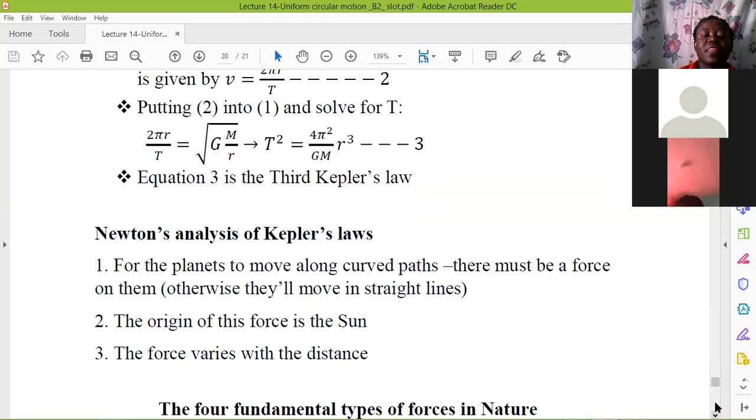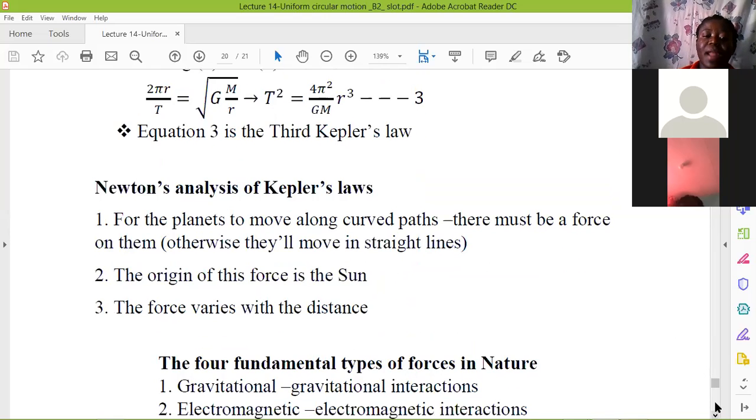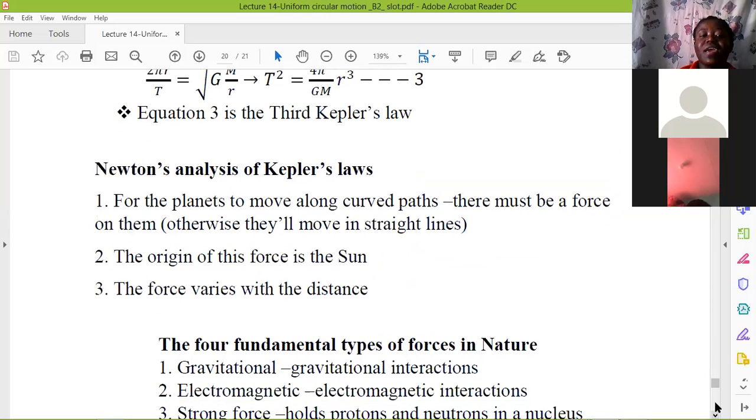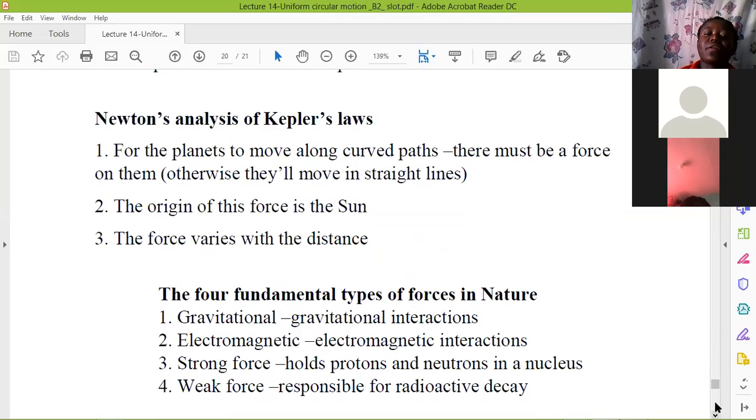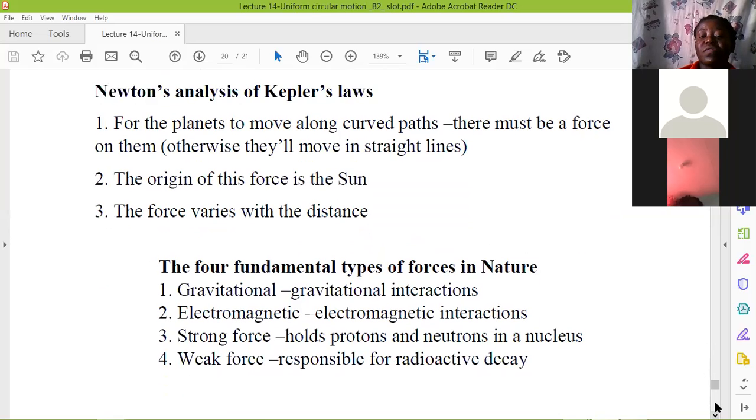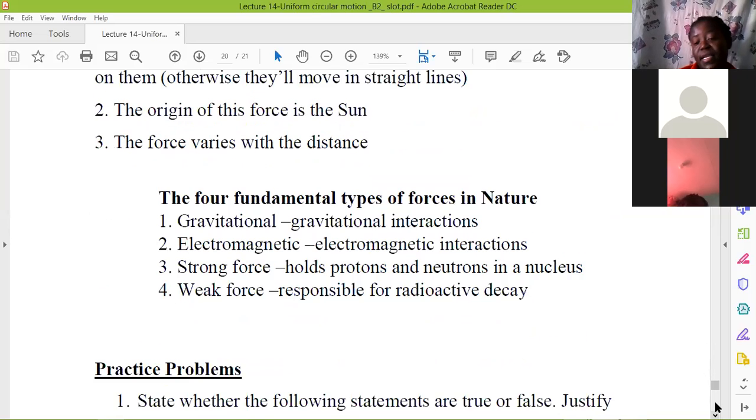So for the planets to move along the curve, there must be a force. As we said, that force is called the centripetal force. The origin of this force is the sun, so it is always directed towards the sun. The force varies with the distance, as we have said.